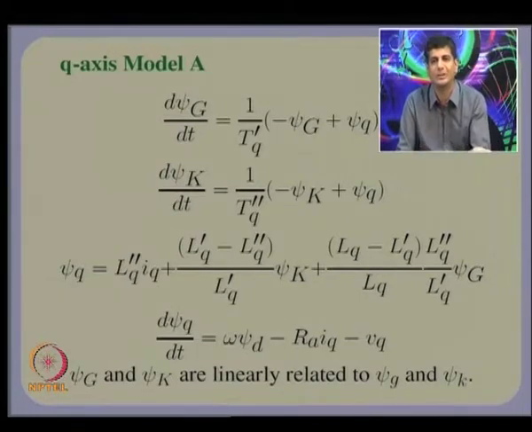All I am assuring you is that by using this particular state space model, you can get the same transfer function as before. This is a valid state space model which yields the same transfer function. So, you can use it, provided you do not require to know what the actual G and K damper winding fluxes or currents are.